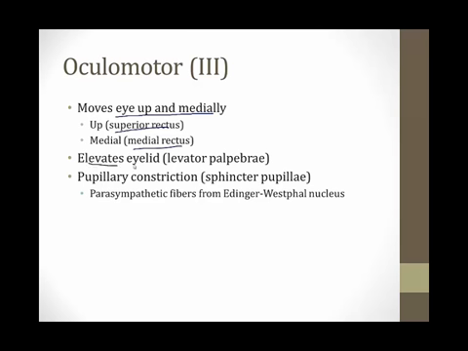It also elevates the eyelid via the levator palpebrae muscle, and finally, it's responsible for pupillary constriction via the sphincter pupillae. This is not a direct result of the oculomotor nerve. However, parasympathetic fibers from the Edinger-Westphal nucleus travel with the oculomotor nerve, and therefore when there is damage to the oculomotor nerve, there can also be damage to these parasympathetic fibers, and that can be a problem for pupillary constriction.